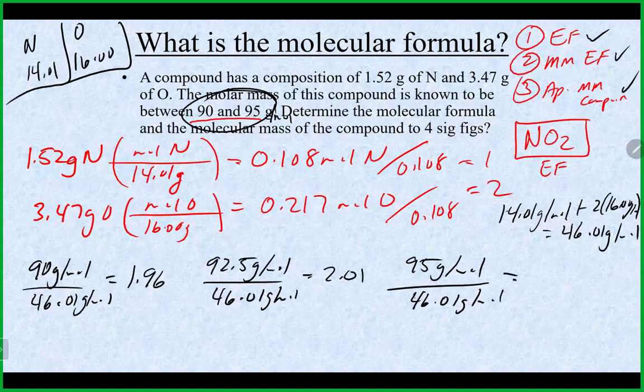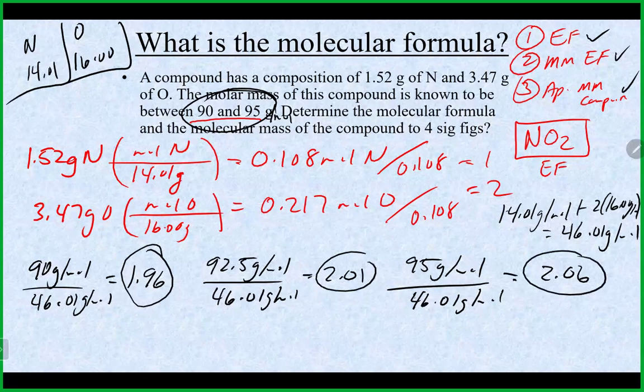you get about 2.06. So you don't have to do low, medium, or high, but this is just to show you. No matter where we chose in the range, we basically got a factor of 2. So they all ended up as a 2. And that is what we're going to multiply our empirical formula by to get to our molecular formula, and this would be our molecular formula.